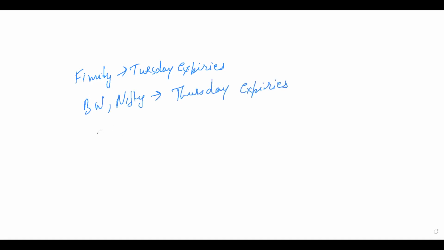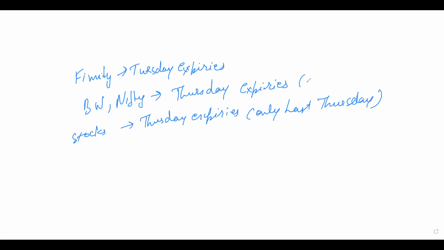And if you have anything else, any stock options, then you have Thursday expiries, but only last Thursday. So only once they have expiry in a month. So this is weekly and this is also weekly. So this is the summary of expiries. Every option contract will expire at some certain point of time, and in any broker you can see the expiry listed along with the contract name.